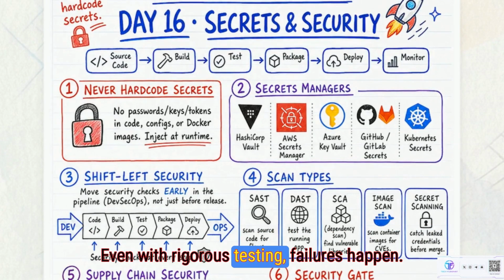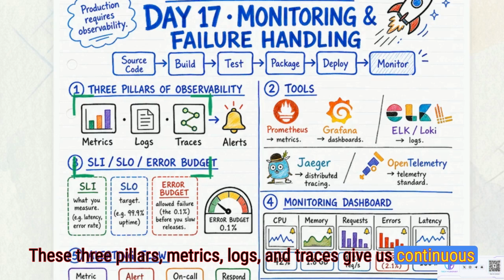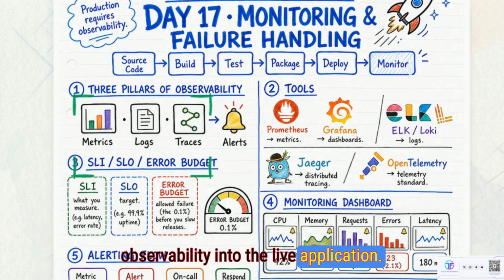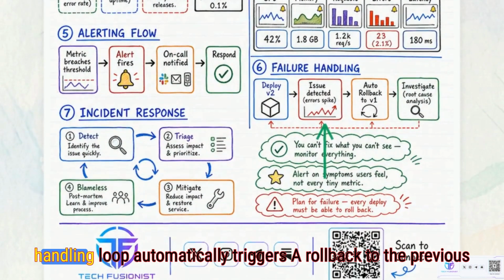Even with rigorous testing, failures happen. These 3 pillars, metrics, logs, and traces, give us continuous observability into the live application. If our monitoring detects a sudden spike in errors, this failure handling loop automatically triggers a rollback to the previous working version.